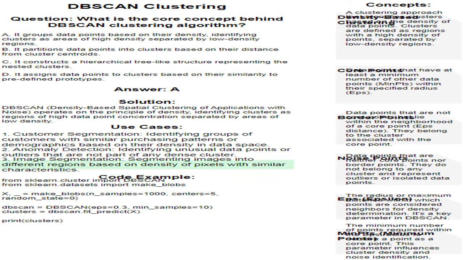Let's say we have a set of data points with coordinates x, y. We'll set epsilon radius to 2 and MinPts, minimum points, to 3. Using these parameters, we'll analyze each point to determine its type.